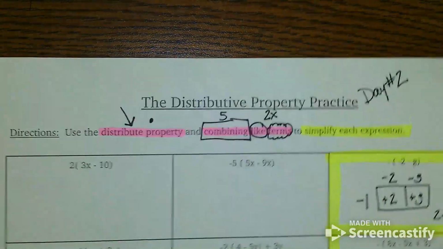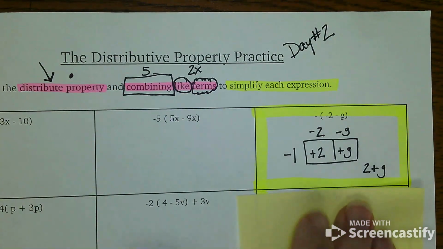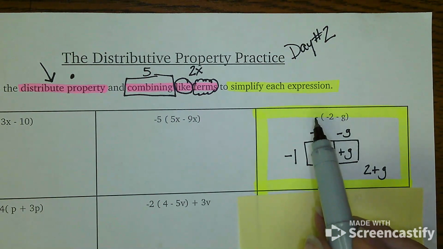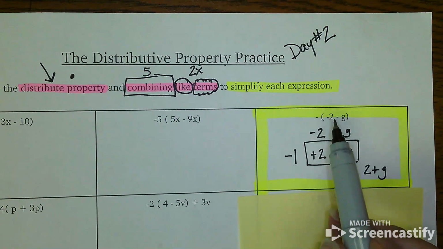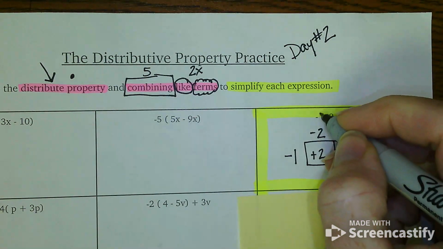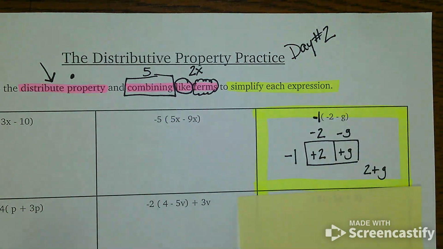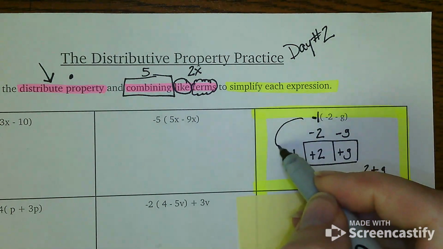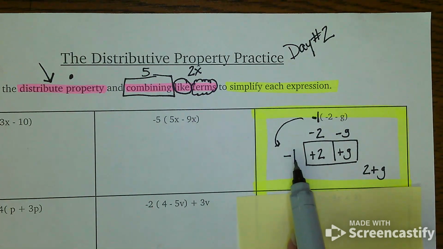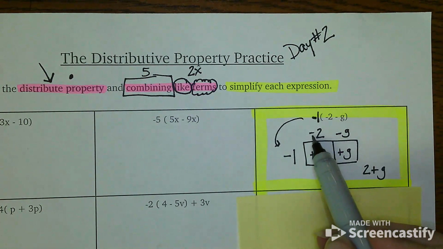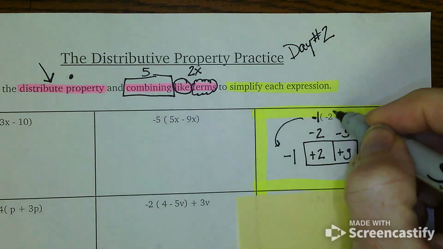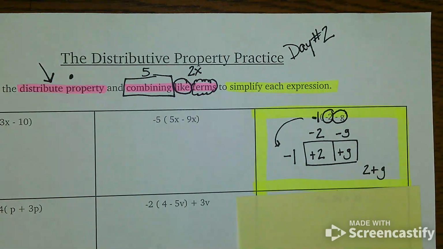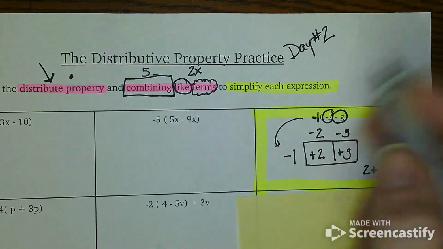So the first one I want you guys to notice is this one right here. I already started doing it for you. It's going to be a little tricky because at first when you look at the problem, it says negative times -2 minus g. I want you guys to remember that anytime there's anything out front like this, it means -1. So if you've noticed, I started the distributive property already. I put my -1 out front. I put my -2 on the top because that comes from right here in the problem. And I put my -g right here in the problem. So my -2 and -g stay on top.